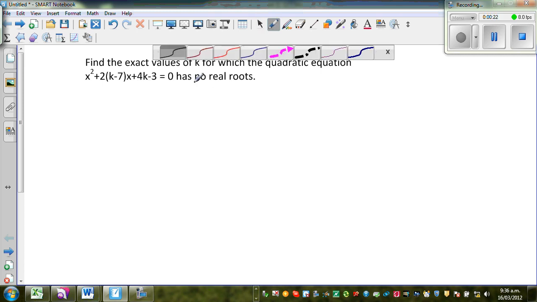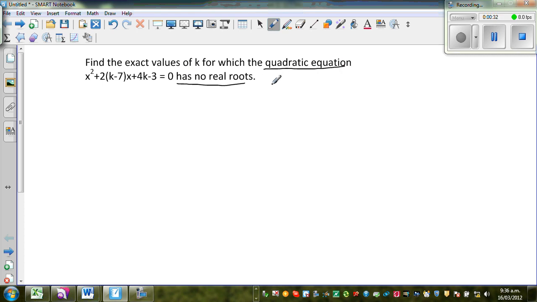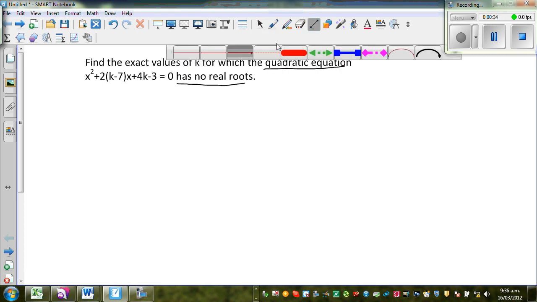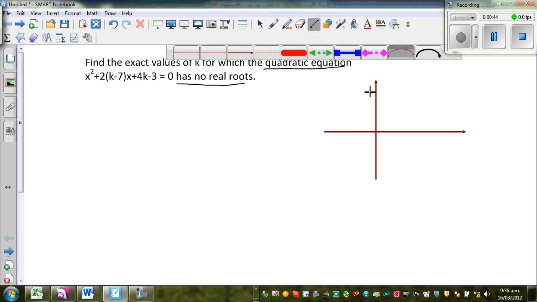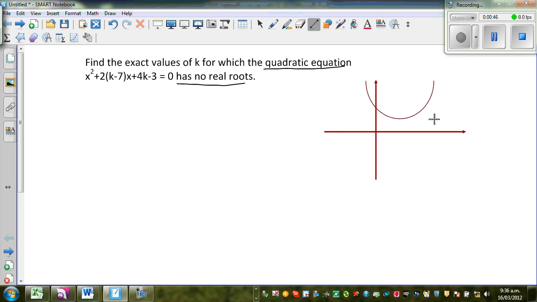Before we go, let us understand what it means to say that the quadratic equation has no real roots. Any quadratic equation becomes a parabola, and if it has no real root, it means your parabola is not intersecting the x-axis. That is what it means graphically.